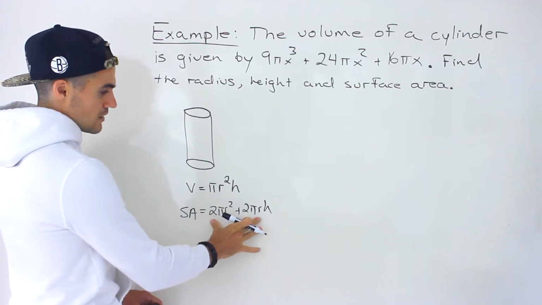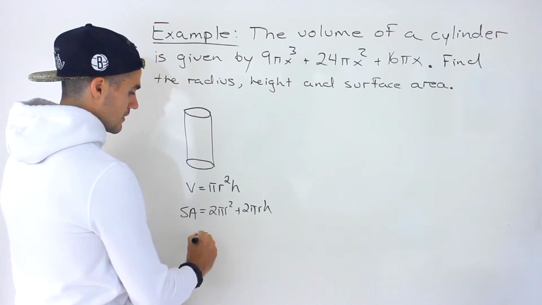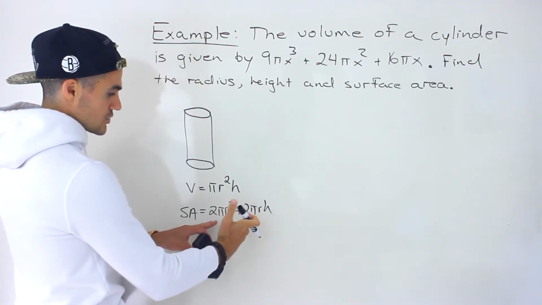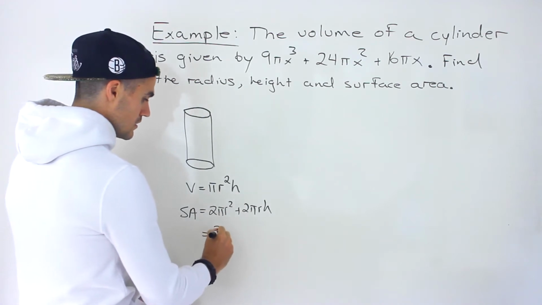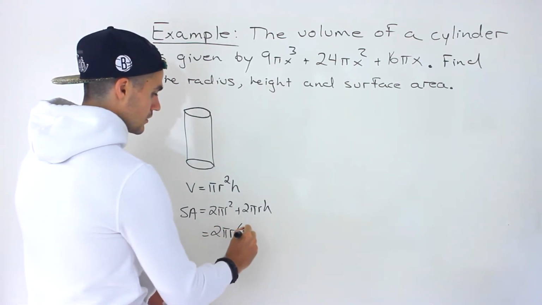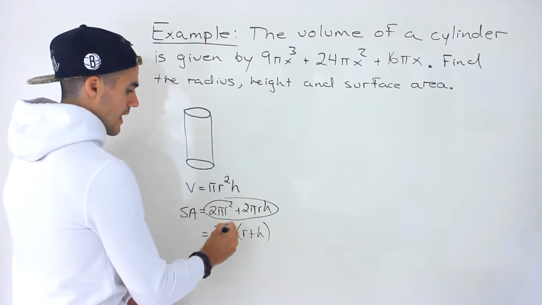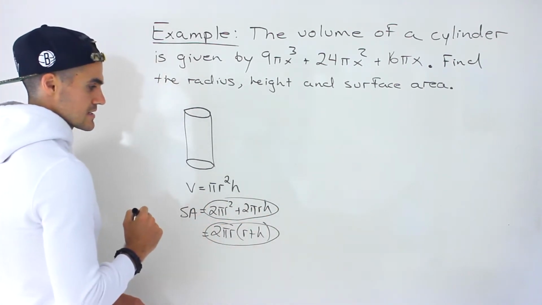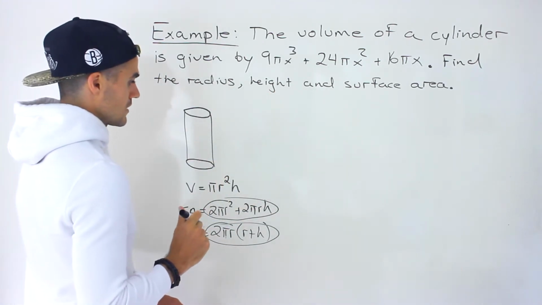Also, for the surface area, another format is that you can factor a 2 pi r out, and you're left with r plus h in brackets. Okay, so this and this are the same thing. So you could use either of these formulas when we're going to be finding the surface area.